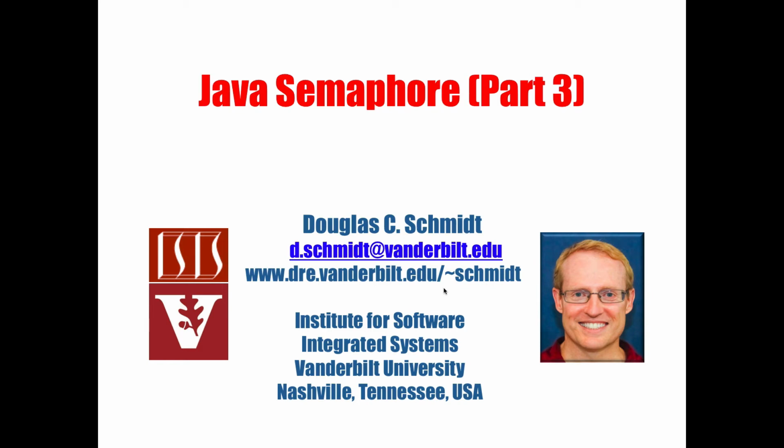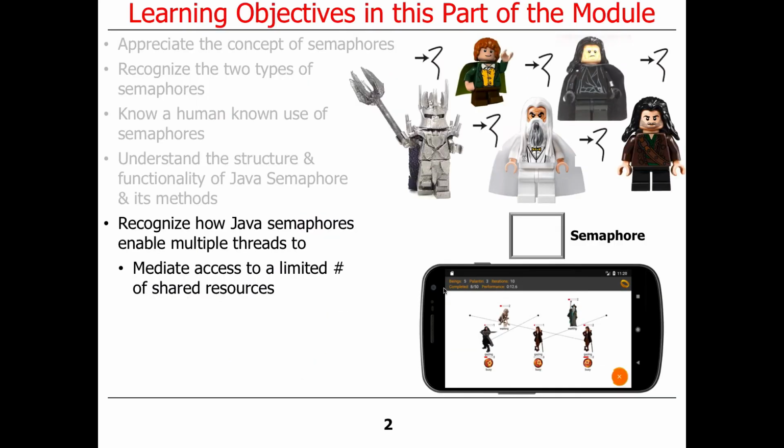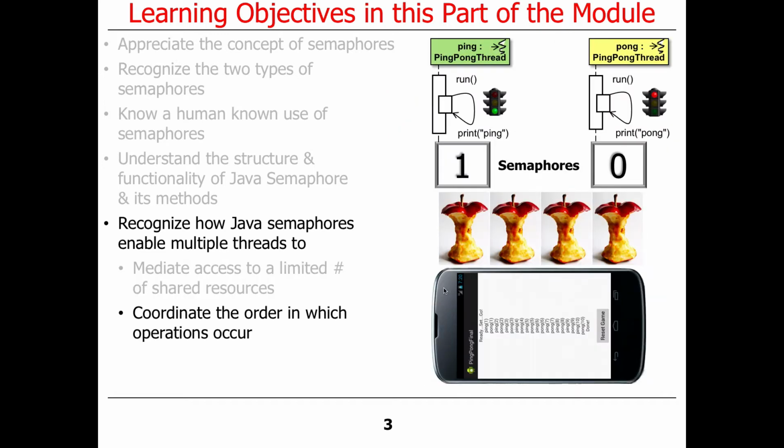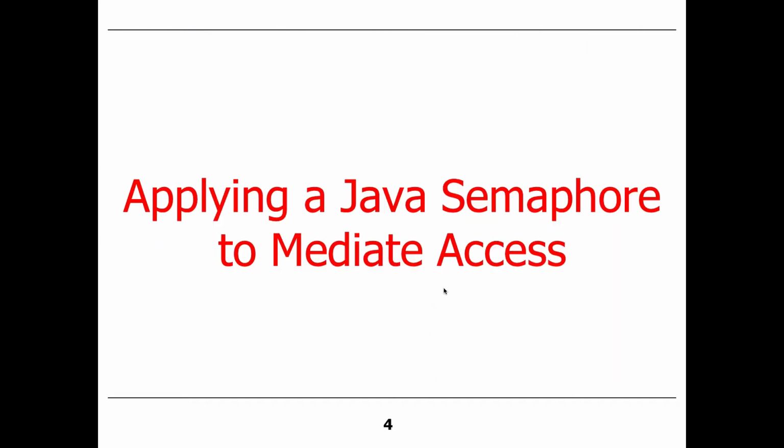So now that you know what a semaphore is, you know a bit about what Java Semaphores can do, their structure, their functionality, some of the methods. Let's talk about how we can use all this in various kinds of example apps. One, of course, is to mediate access to a limited number of shared resources, which you should be familiar with now with our Palantir simulator app. The other is to coordinate the order in which operations occur, and we'll talk about that in the context of our ping pong app.